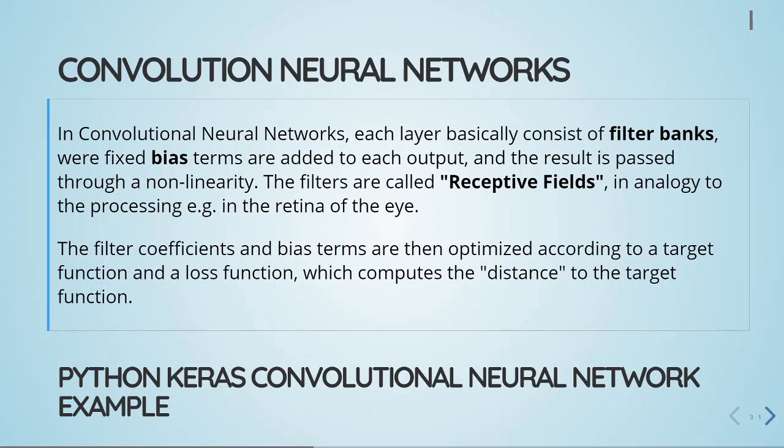The filters are called the receptive fields in analogy to the processing, for example, in the retina of the eye. The filter coefficients and bias terms are then optimized according to a target function and a loss function, which computes the distance to the target function.